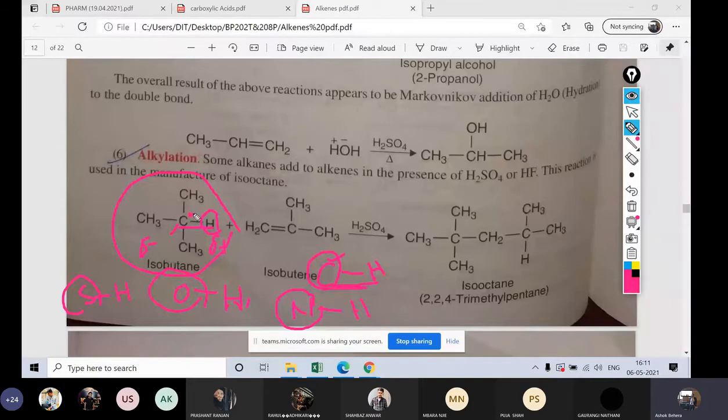So this would be delta negative, this would be delta positive. So what he said: the positive part will go to the carbon with more substituents, meaning here H would come here, CH3, and the negative part will come and join here. You can see this is the double bond, and now here this part has been added. Please remember.